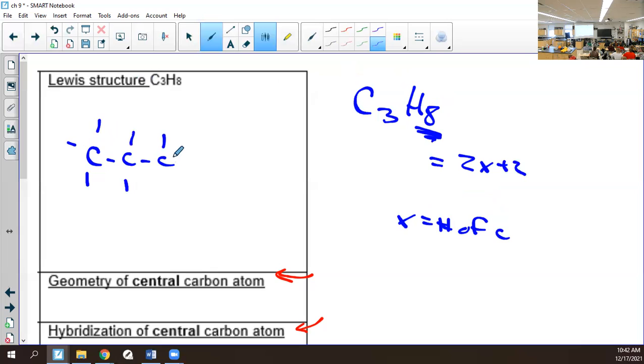Have I ever talked about that before? No. Okay, there's a language for organic chemistry and a very predictable everything. And one of them is this ratio. If it's 2x plus 2, it just looks like this. If it's 2x, it means you have a double bond. If it's 2x minus 2, it means you have a triple bond. But you don't have to know that.